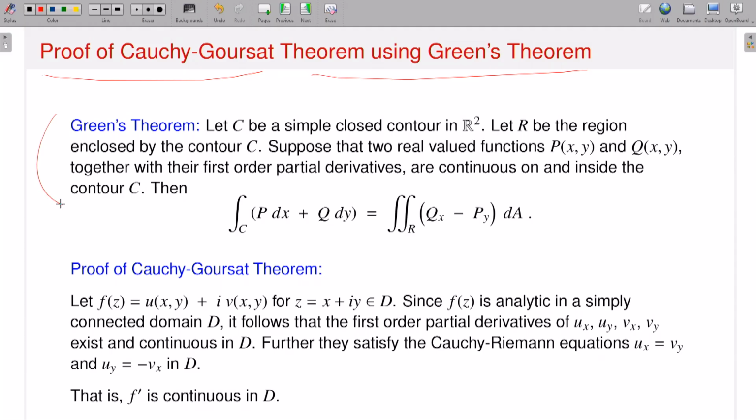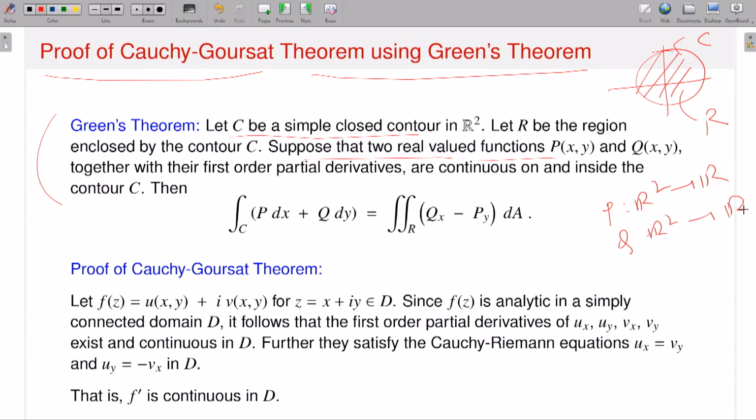What is Green's theorem? If I take a simple closed contour in R2, this is my R2, and let R be the region enclosed by the contour, so this is my region R, suppose this is my C. Suppose P and Q are two real valued functions, so P is a map from R2 to R, and Q is a map from R2 to R, right? If I have two real valued functions, together I demand something, what is that?